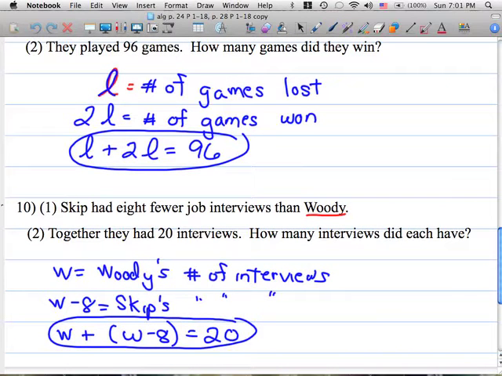Woody was the last thing mentioned in the first sentence, so I'll use W for Woody equals Woody's number of interviews, and I'll build upon that W to represent Skip. It said Skip had 8 fewer job interviews. So Skip would be W minus 8. Together they had 20 interviews. So Woody, W, plus Skip's amount of interviews, W minus 8, has to equal 20.